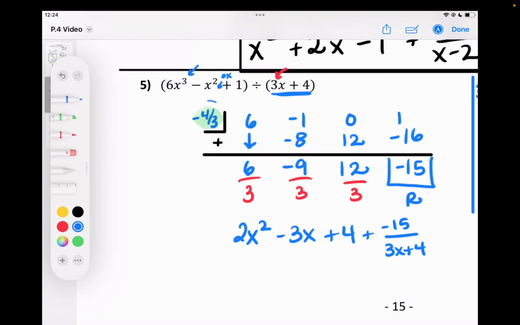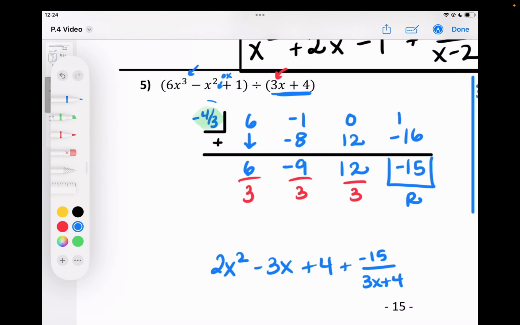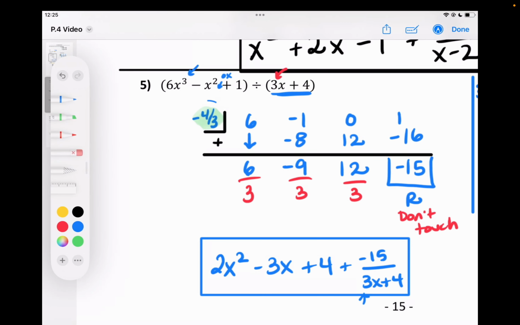And the reason we don't have to touch the remainder, I'm going to put that right here, is because you notice that I put the coefficient back in front. So remember, don't touch this part. It's getting divided in the divisor. So that's our answer.